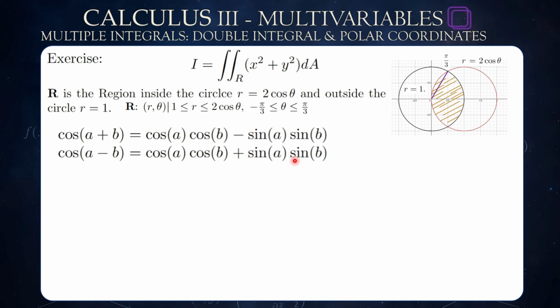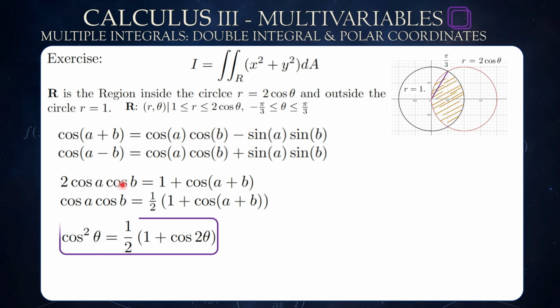As a recap on the trigonometric functions, this is how we got the equivalence in the previous slide. Cosine a plus b is equal to cosine a cosine b minus sine a sine b. Cosine a minus b is equal to cosine a cosine b plus sine a sine b. We add these two equations together, so you get 2 cosine a cosine b. By the way, minus sine a sine b plus sine a sine b cancel out when you add the two equations, so they give you 0.